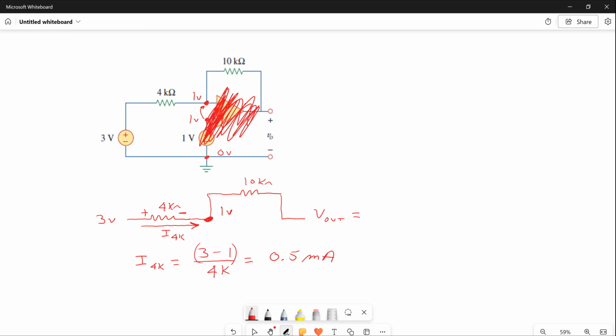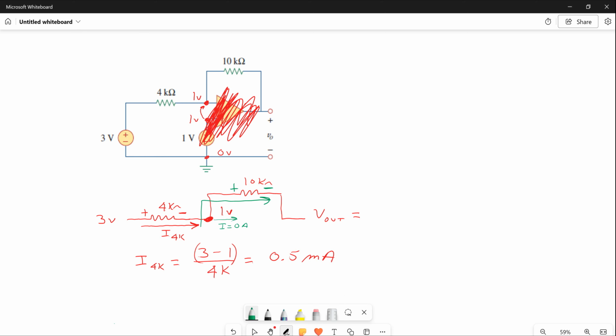Every bit of that 0.5 milliamps has to come up and go through the 10K resistor. We're ignoring the op amp. You know why? Because no current goes into the op amp. Remember, there are no amps that flow in that direction. So every bit of that current has to go through the 10K, and it can't change direction, so it goes plus to minus using the passive sign convention.